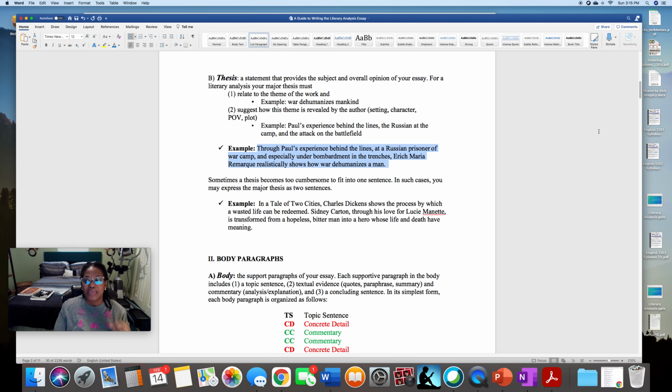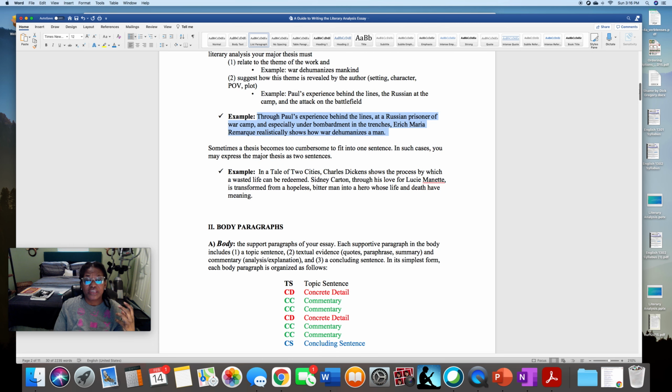Sometimes your thesis statement can drag on, especially if you're doing like this writer and you're describing three things within the plot, or three ways that the setting, or three characteristics of the character, or three things the character does that help expose his character. Right? Sometimes your thesis can become long. In that case, you want to break it up into two sentences. Here's an example of that. Here you can read over that example and look at it to see how the writer does that.